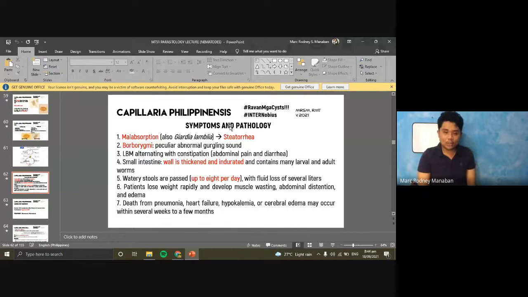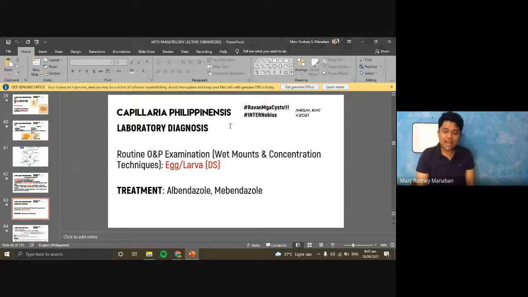Okay. Now, watery stools are passed up to 8 per day. So there is fluid loss. And if it continues, of course, the patient will be dehydrated, right? And can lead to muscle wasting, abdominal distension, and edema. So you keep defecating, you keep losing fluid. Now, if it continues, if it is not treated, right? Death can occur, right? From pneumonia, heart failure, hypokalemia, and cerebral edema. Because again, of complications from the loss of water, fluid. So fluid loss, electrolyte imbalance, okay? So it can lead to death if it is not treated. That's for Capillaria philippinensis. Okay. All right. Now for lab diagnosis, of course, routine ova and parasite examination.